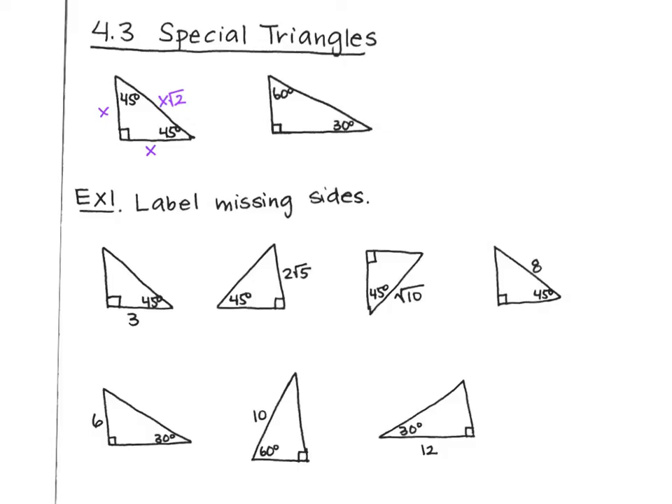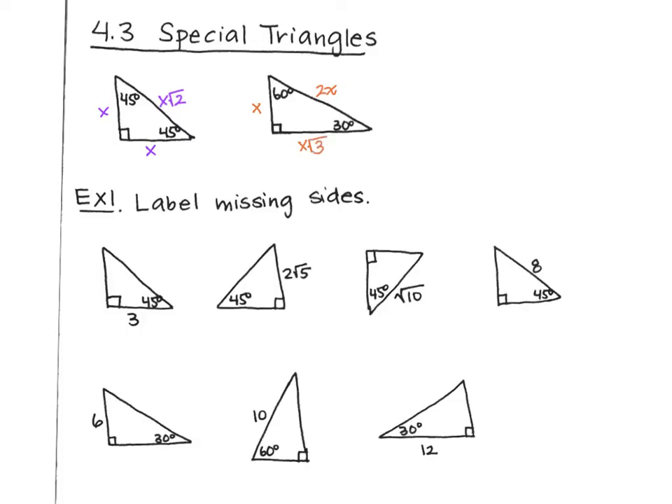Okay, for the 30, 60, 90 triangle, remember this is an equilateral triangle cut in half. So if the hypotenuse is 2x, this leg is actually x because it's the side of the equilateral triangle cut in half. If I did Pythagorean theorem, I would find that the remaining leg is x root 3.